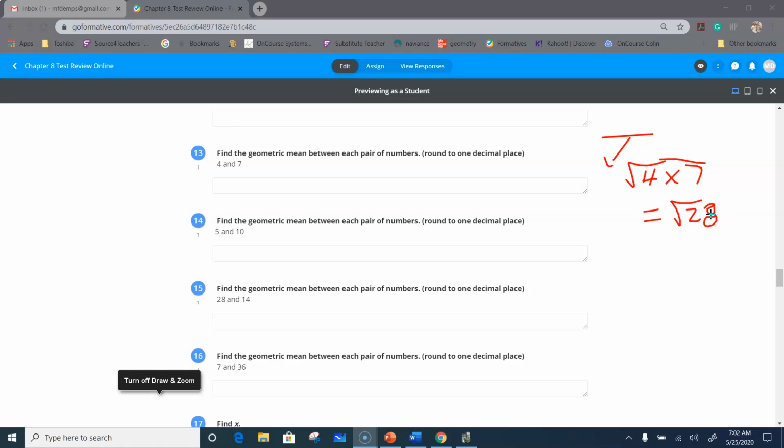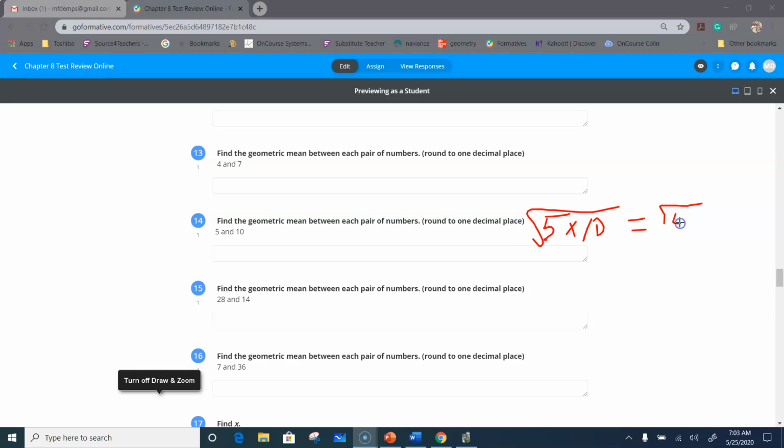And then I'll just use my calculator to find the square root of 28. So the square root of 28 is 5.3, and I just use my calculator to do that. So here we would take 5 times 10, and we take the square root of that. So we want the square root of 50.